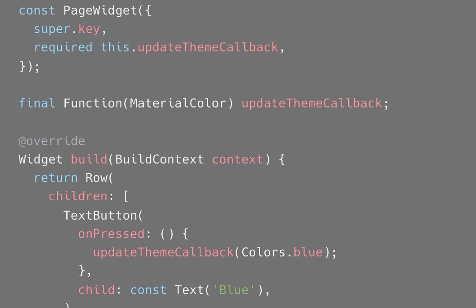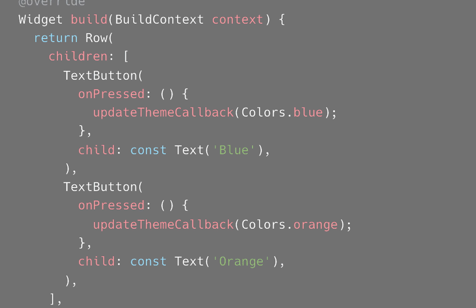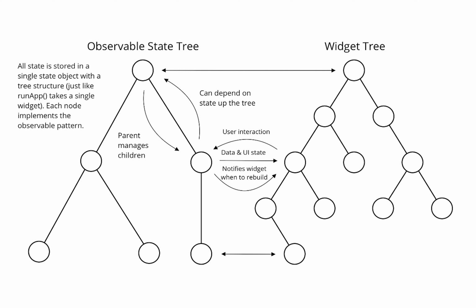Another mistake: putting state too high in the widget tree. Here's a pro rule: state should live as low as possible. Lower state means smaller rebuilds. Smaller rebuilds mean better performance.